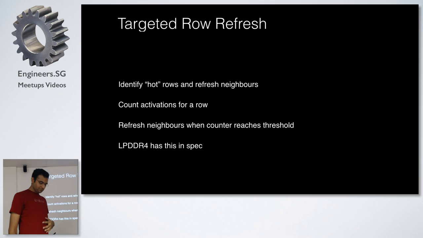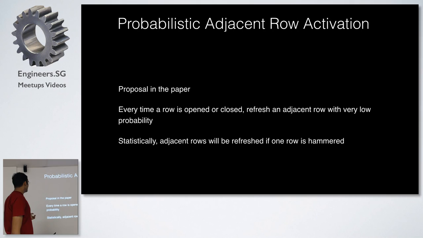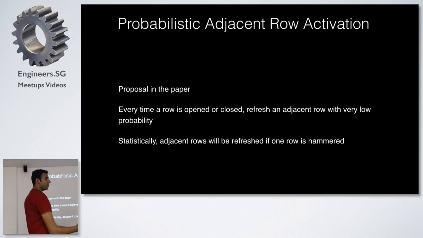And the last one, proposed by the paper, is that every time a row is accessed, you refresh an adjacent row with very low probability. This statistically ensures that if you try to hammer the same row, there's a good chance the rows around it get refreshed. And as I said, you can hammer a row 1.1 million times before it gets refreshed, so low probability is fine.